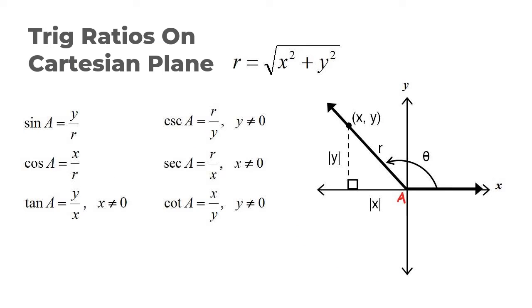Now, trig ratios on a Cartesian plane. So, just a quick review. Sine of an angle is equal to y over r. Cosine a is equal to x over r. Tangent a is going to be equal to y over x, in the case that x cannot equal 0. Otherwise, of course, we'll get undefined. And we can just reverse those values for the inverse trig ratios, so cosecant, secant, and cotangent. And as we can see here, the formula to find the radius is r equal to root x squared plus y squared.